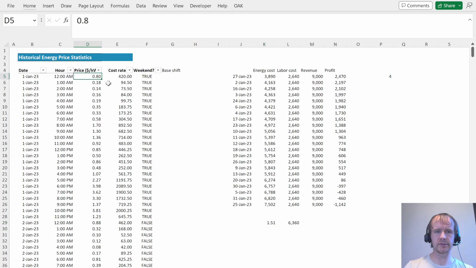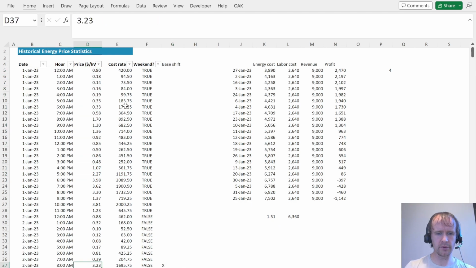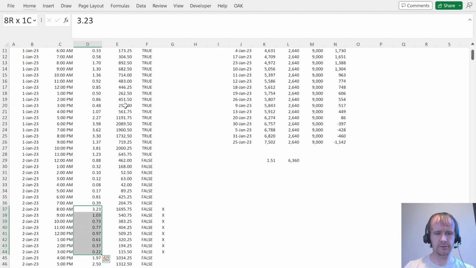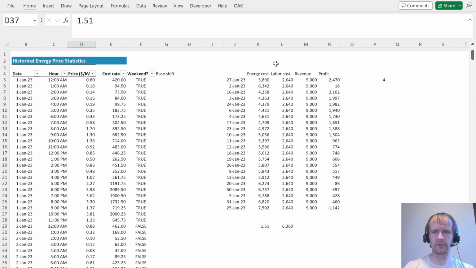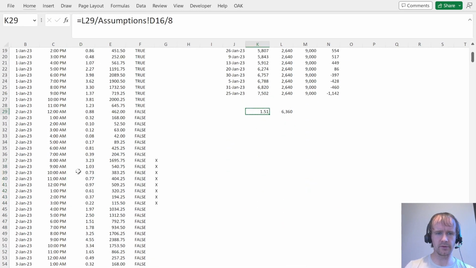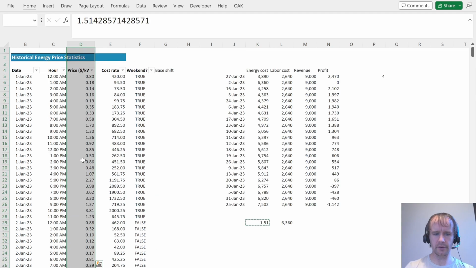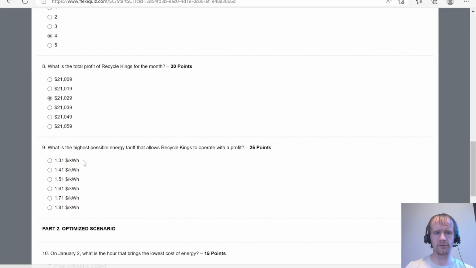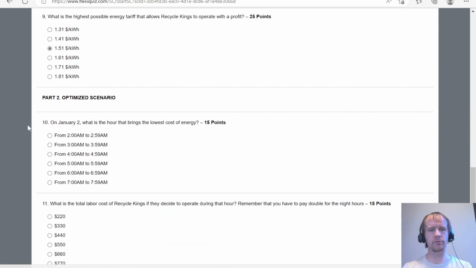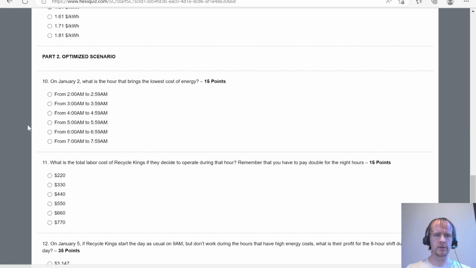And let me just for a second go to some day that I have operations, which is the 2nd, and put in 1.51 for the whole shift. And see, does that go to, it does go approximately to 0. Let's put in the exact number. And it goes exactly to 0. Okay, so the answer is 1.51. Cool. All right. On Jan 2nd, what is the hour that brings the lowest cost of energy?